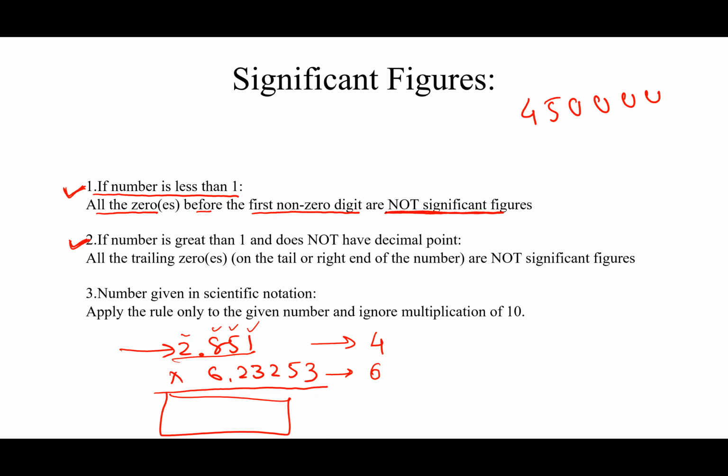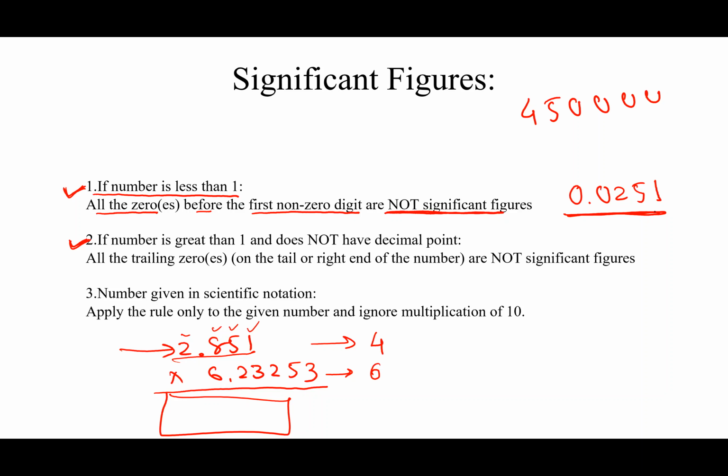For example, if I'm going to give you a number like 0.0251, what does it mean? If you look at the value of this number, is it smaller than 1? You will say yes, right? Because it's 0 point something. It means it's smaller than 1. Everybody agree?